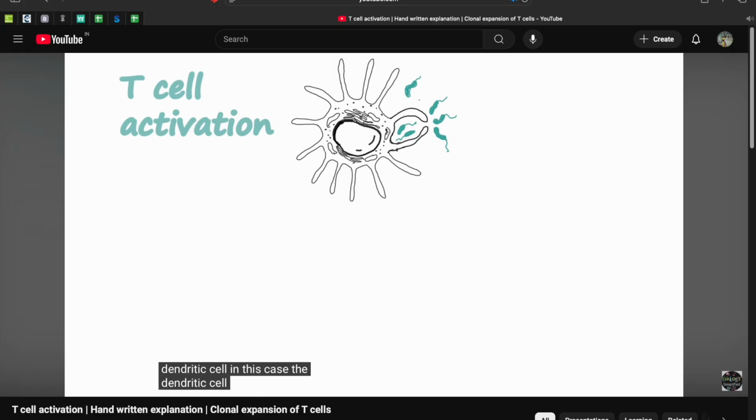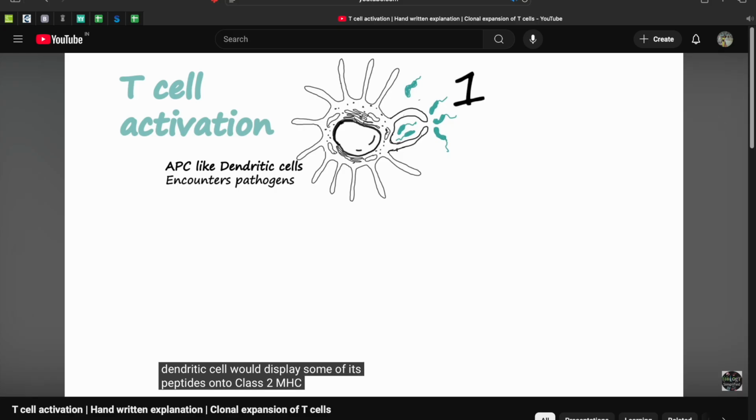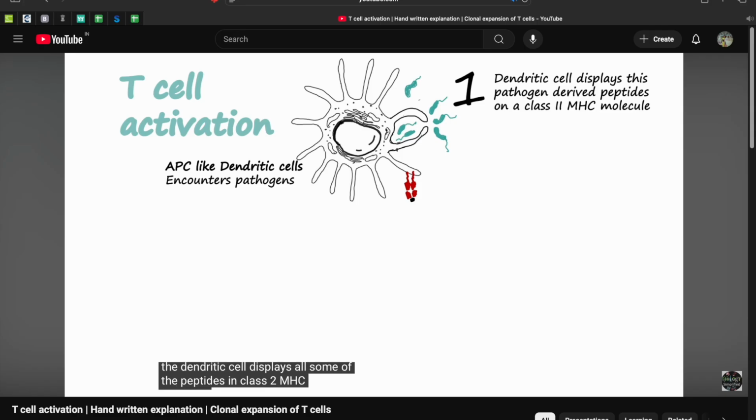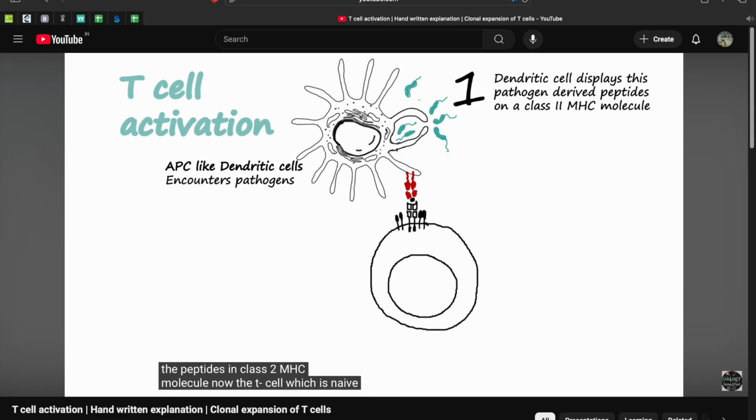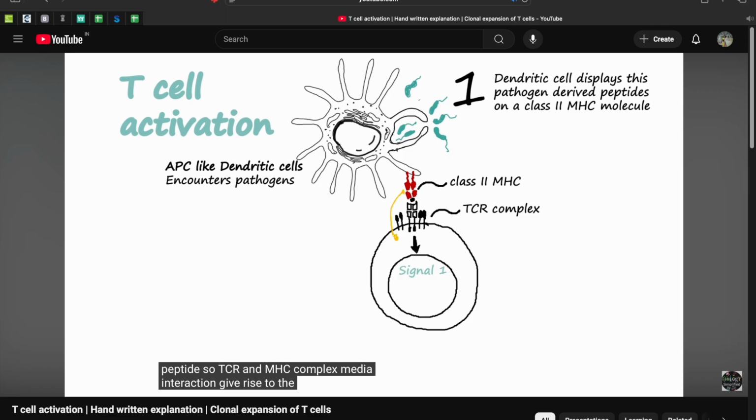In this case, the dendritic cell has engulfed some pathogens, in this case some bacteria, and now this dendritic cell would display some of its peptides onto class 2 MHC molecule. Now the T cell, which is naive, which has the T cell receptor, would recognize this class 2 MHC bound peptide. So TCR and MHC complex mediated interaction gives rise to signal 1 for T cell activation.